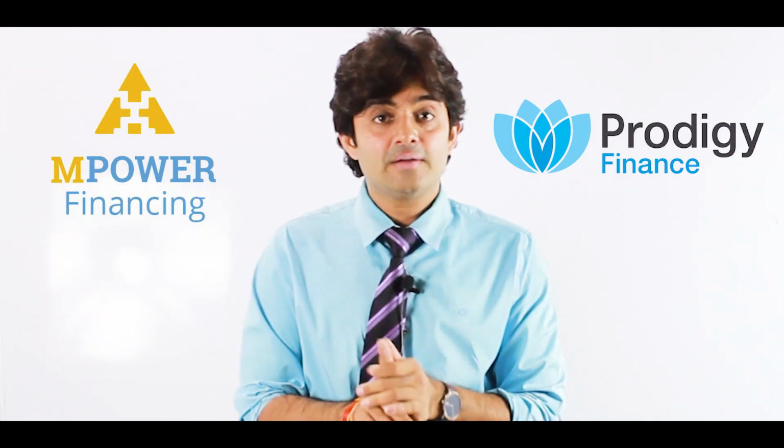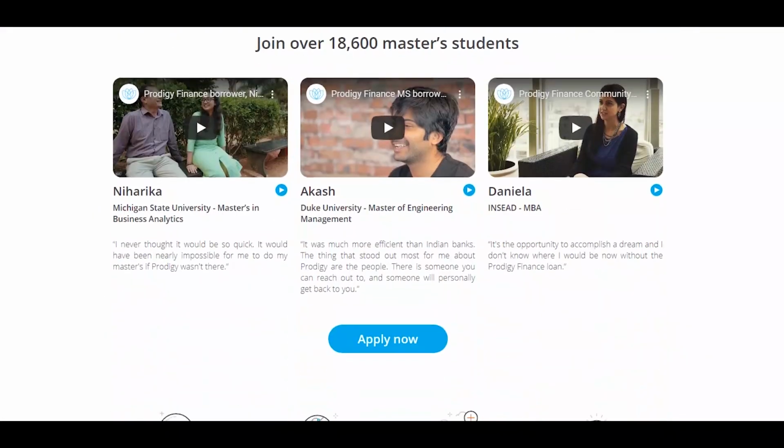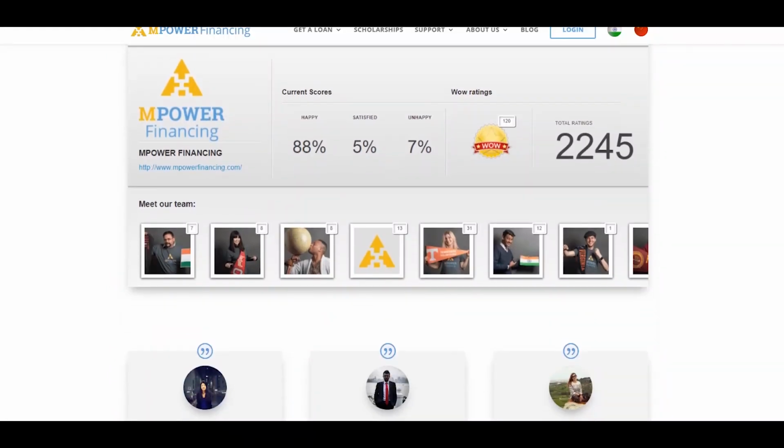Now the condition is that they don't give education loans for all universities. So you have to go to the Prodigy Finance website and the Empower Financing website, put in which university and what you require, and see the eligibility. If they give you a loan sanction letter or approve the loan, then that letter is perfectly acceptable to the university. So you must try Prodigy Finance and Empower Financing and see what loan and what amount they are ready to fund for your education.